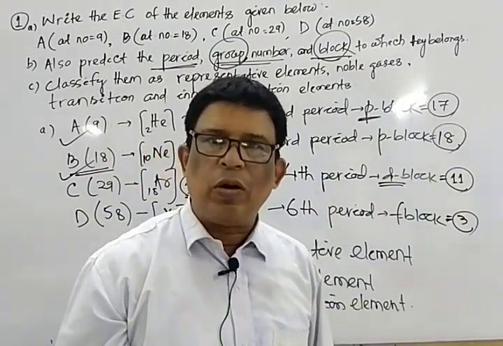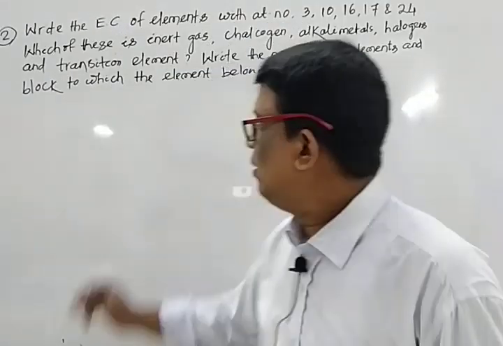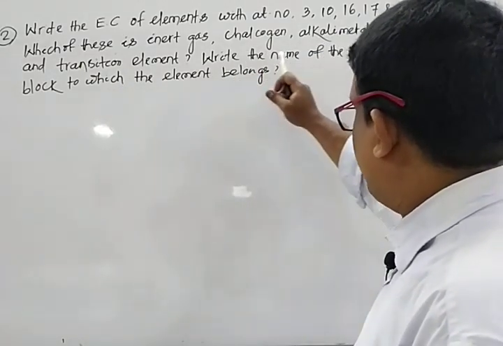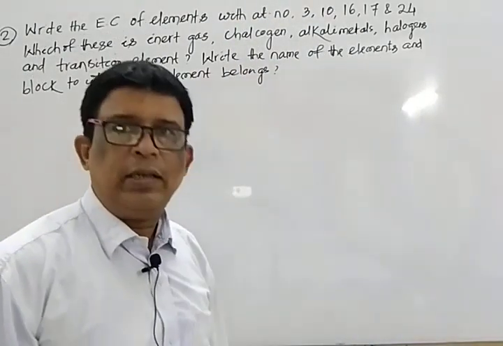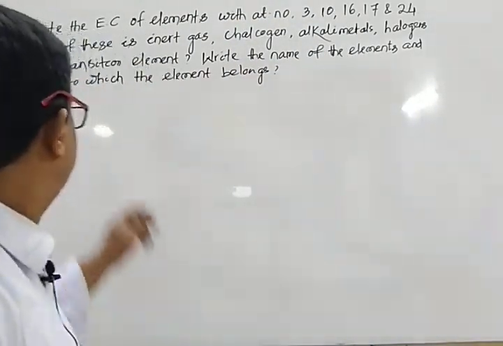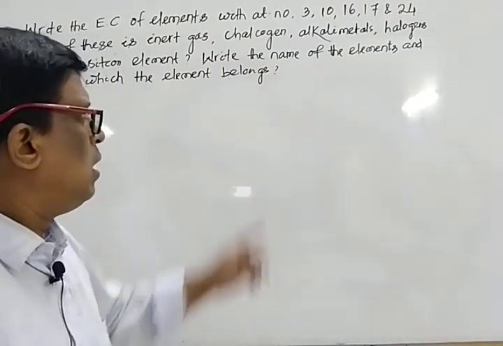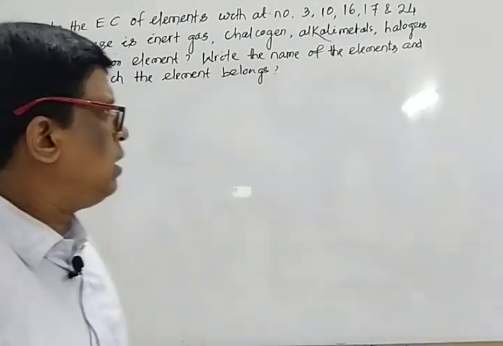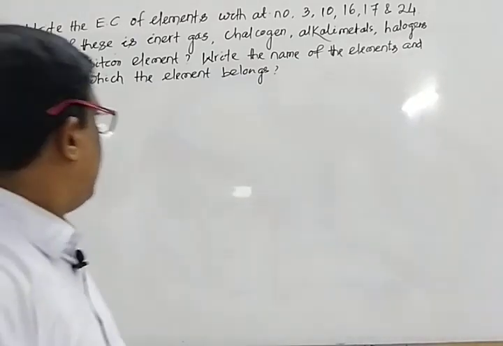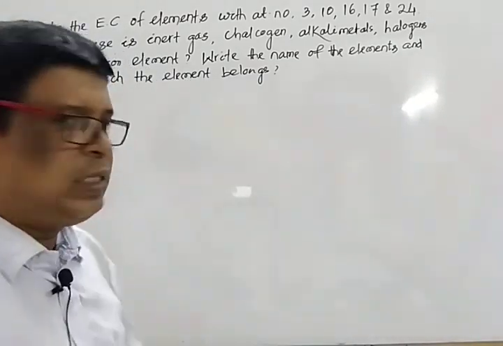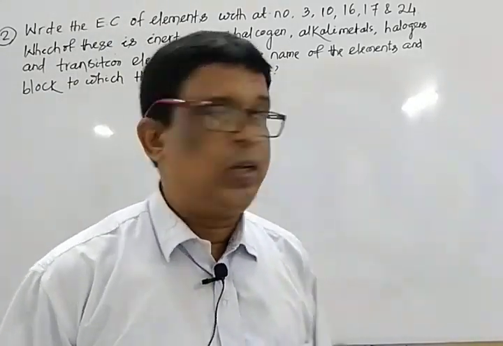Let us also apply this concept to solve one more question. Mark the question. What are the data given? Write the electronic configuration of elements with atomic numbers 3, 10, 16, 17 and 24. Which of these elements are inert gases, chalcogens, alkali metals, halogens and transition elements? Next, write the name of the element and also the block to which these elements belong. So let us start. First we write the electronic configuration.